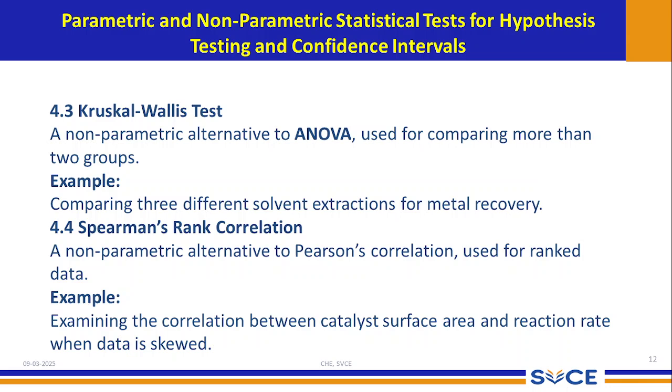An example is examining the correlation between the catalyst surface area and the reaction rate when the data is skewed. So, the correlation between the catalyst surface area and the reaction rate. As the surface area increases, the reaction rate increases, as we know. So, what is the correlation of this? This is maybe when data is skewed. It is not normally distributed.